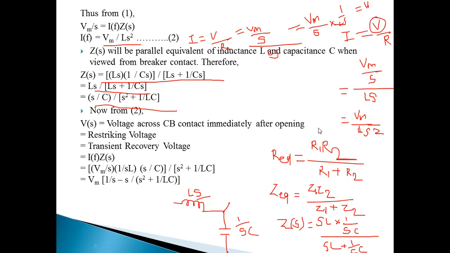So it is Vm divided by S into 1 divided by SL, and this term into Z of S, where Z of S is equal to S upon C divided by S square plus 1 divided by LC. Again you can take this Vm common, and by solving we get this equation. Everyone note this equation, it is important, and in the examination they also ask this. After that there is a next point we'll see, so everyone note the equations fast.